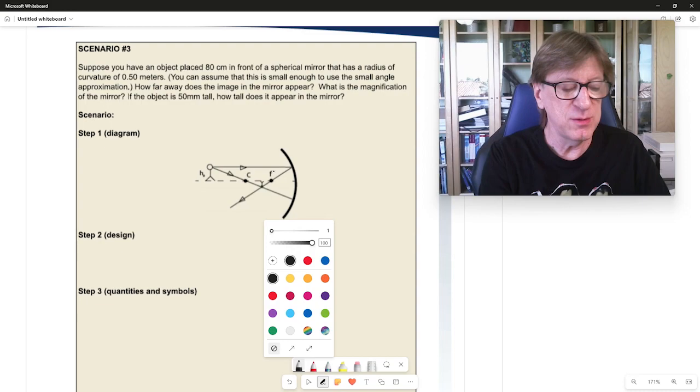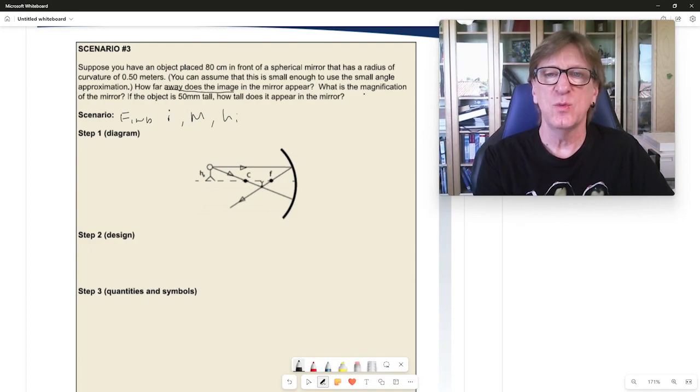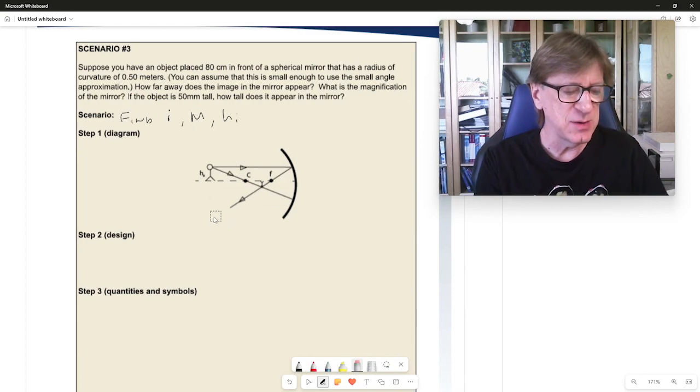So for my scenario, we need to find the image distance, the magnification, and the image height. Those are the three things that we're looking for. So it says, how far away does the image appear? That's going to be I. What's the magnification? That one's easy. And how tall does it appear? Well, that means we must be talking about the image. So it's really important that you go through these symbols to make sure that you're answering what the question is actually asking.